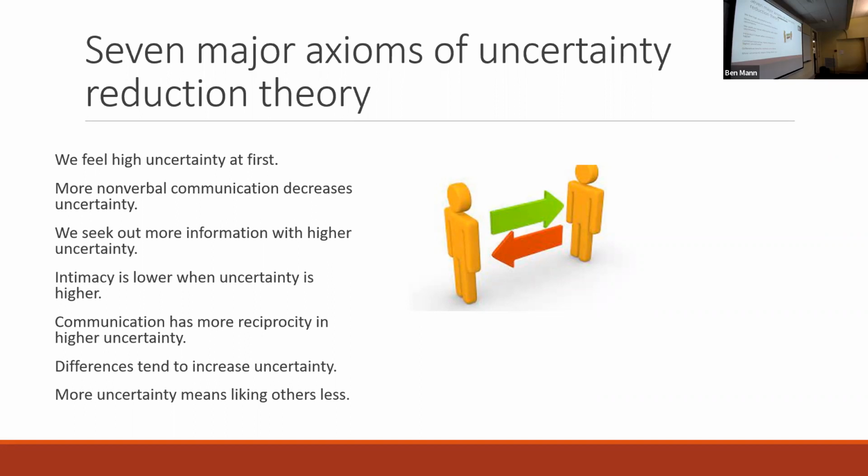We seek out more information when we have high uncertainty. Again, what's one of the first things we do if we don't know somebody? We ask their names, right?